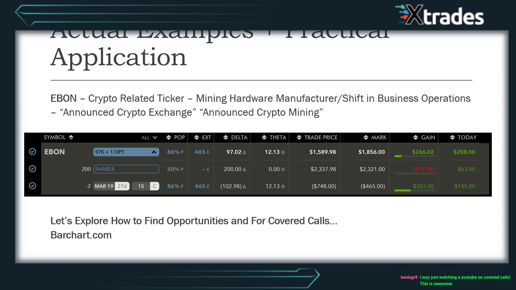They've been announcing shifts in business operations. I think at the end of last year, they announced that they were going to open a crypto exchange. Still nothing on that. And more recently, they announced that they're going to go into crypto mining, and that's why it's been getting a bit of buzz and volume lately, and it's been flying.